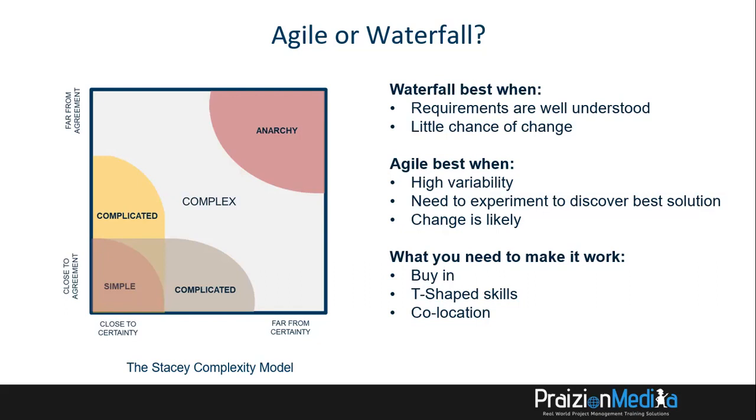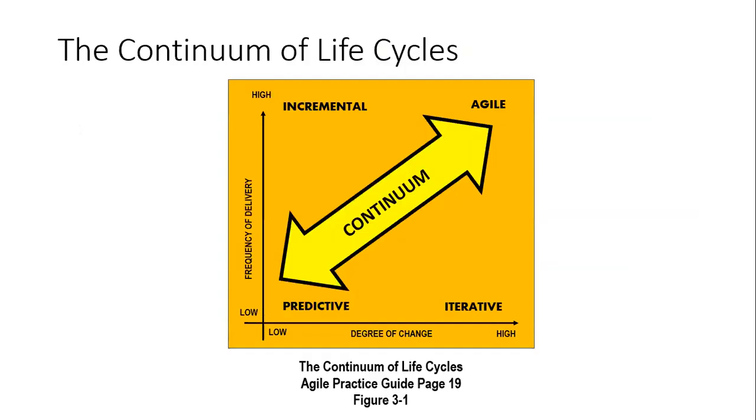If you take a look at the Agile Practice Guide on page 19, what you're going to see is image 3-1, and it's called a continuum of life cycles. So before I go to talk about predictive and iterative and incremental, let's take a look at that really quick. So here it is, the continuum of life cycles. Follow me to page 19. We're going to read something really quick.